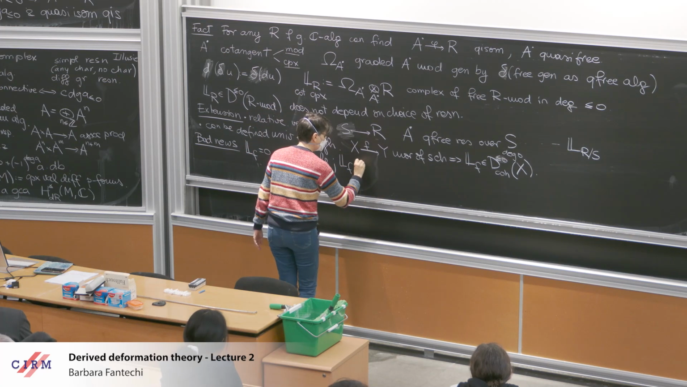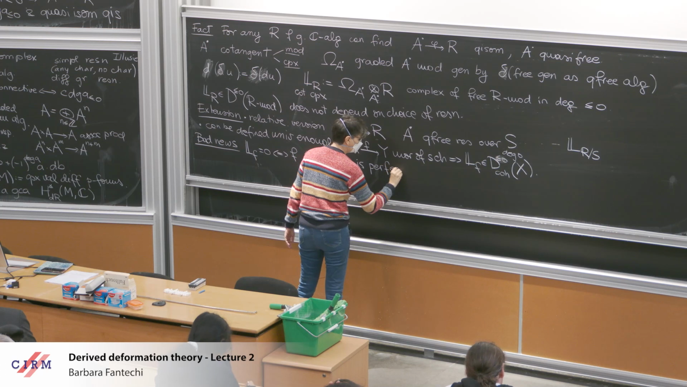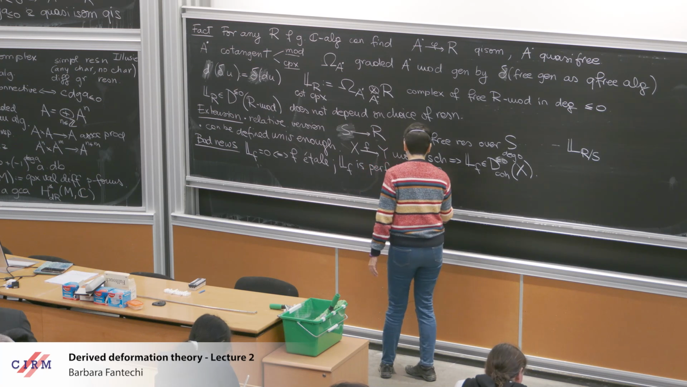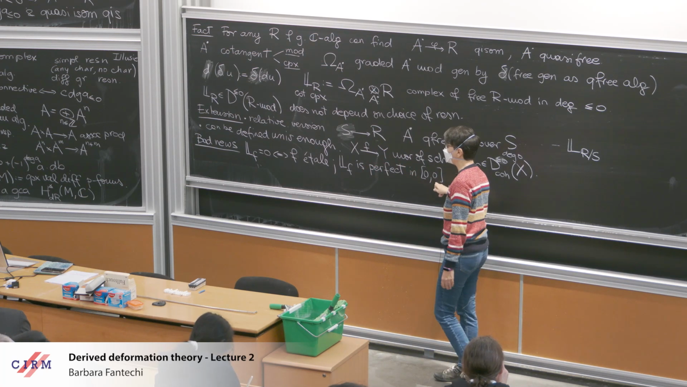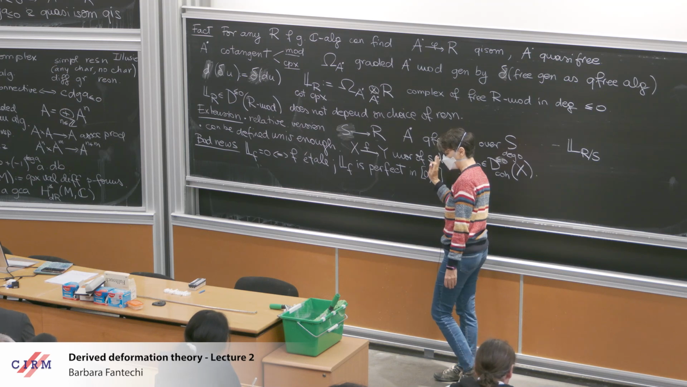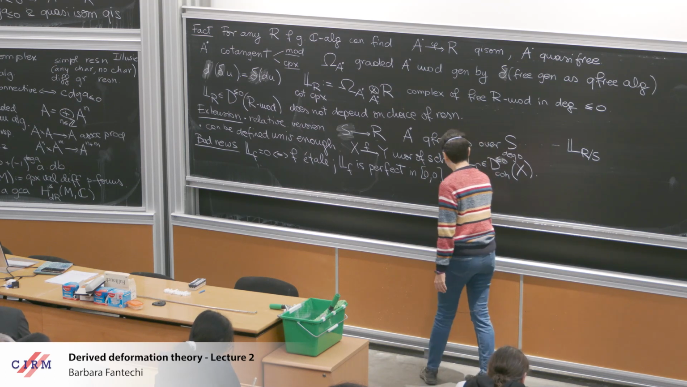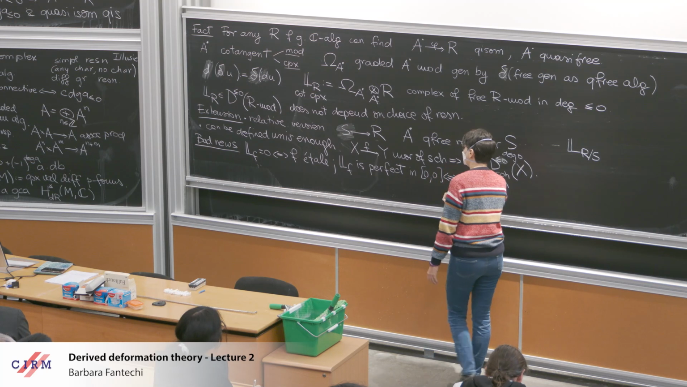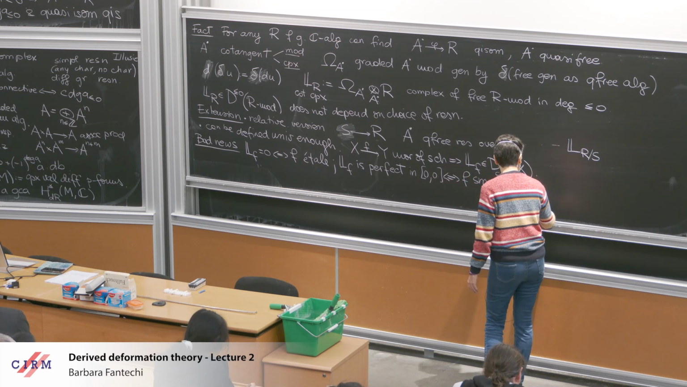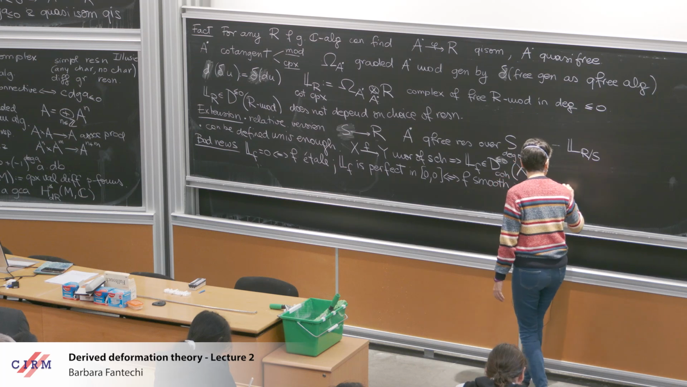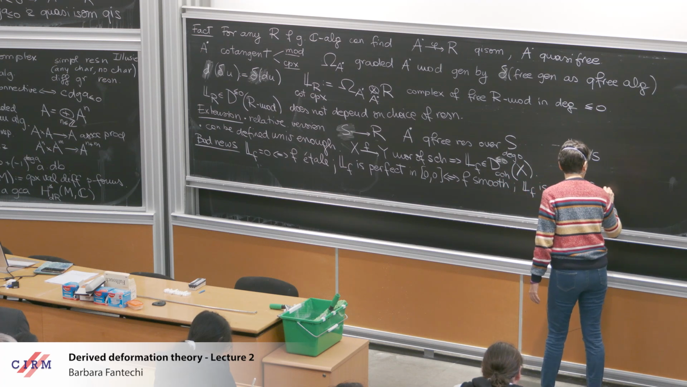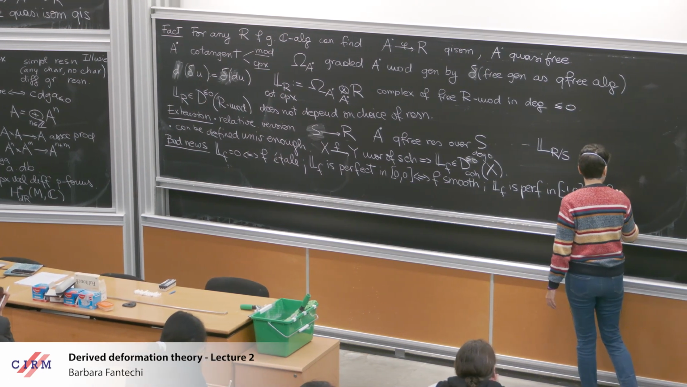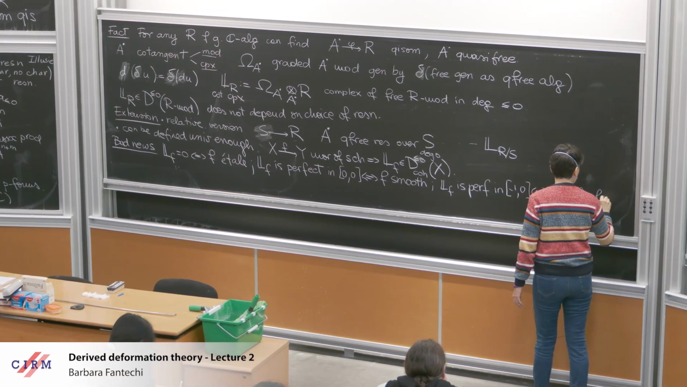LF is perfect in [0, 0], or as you may call it, it just has one cohomology, the zeroth cohomology, which is locally free. And this is if and only if F is smooth. And finally, LF is perfect in [-1, 0] if and only if F is locally LCI.